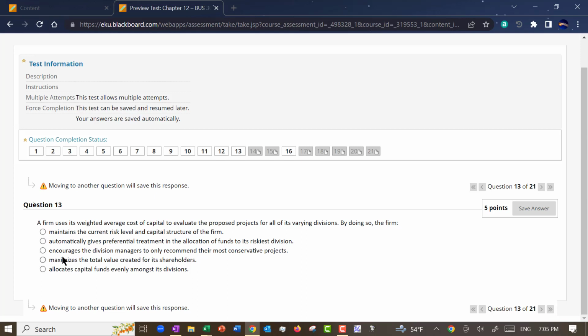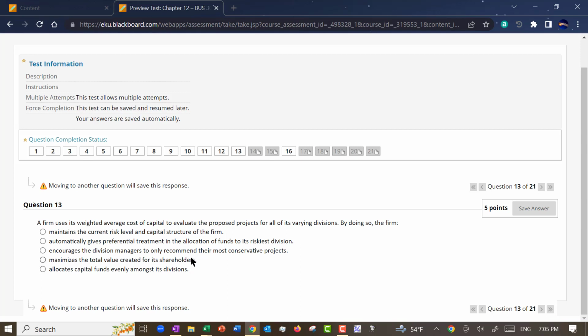Oh, this one is not true anyway. "Encourages division managers to only recommend their most conservative projects." No, it actually encourages them to recommend riskier projects. "Maximizes total value created for its shareholders."